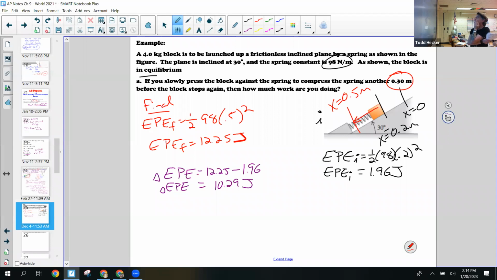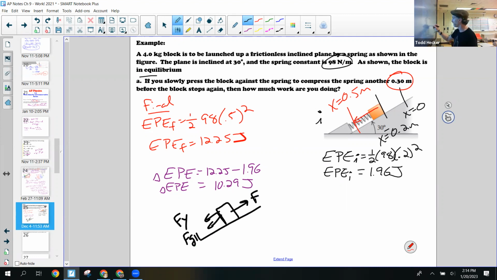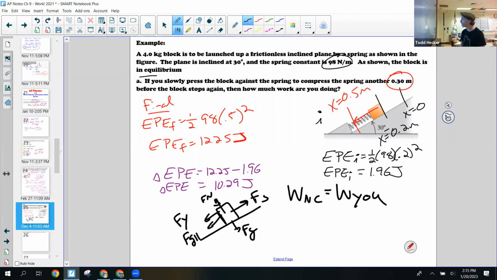So we're trying to find out how much work you did. Let's think about what forces are on the block. So here's the block. There's the force of U, there's FG parallel, and there's the force of the spring. And then FG perpendicular, which doesn't do work, and normal force, which doesn't do work. So it looks to me like the work done by non-conservative forces is just the work that you do, right? Because the spring and gravity are conservative forces.